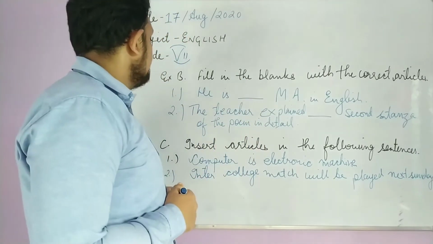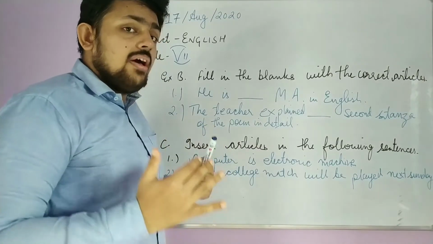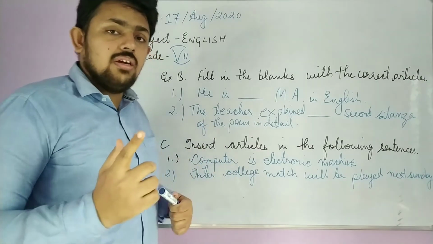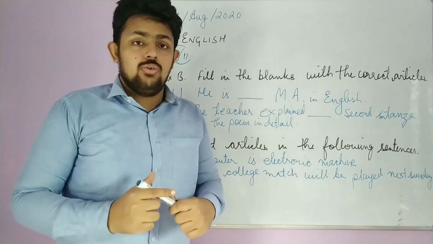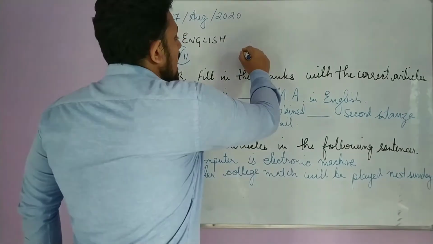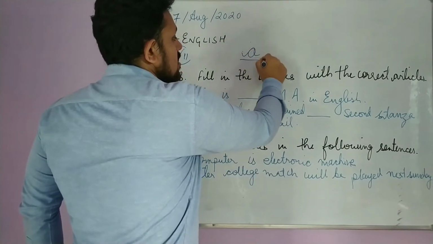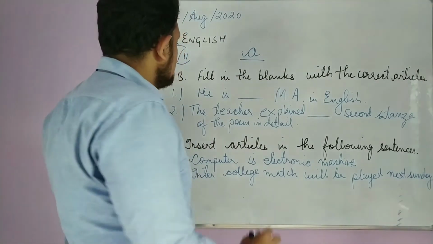Okay, now see, the first one: he is dash M-A in English. Hear me clearly, he is dash M-A. We are saying M, so what sound is coming? A sound is coming. So what will we put here?